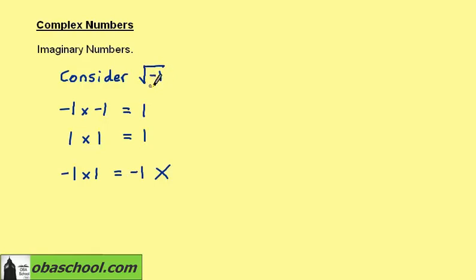What we do is we say that the square root of -1 is an imaginary number which we call i. We can consider a few features of i. i squared would be -1. If i is the square root of -1, then i squared would be -1.